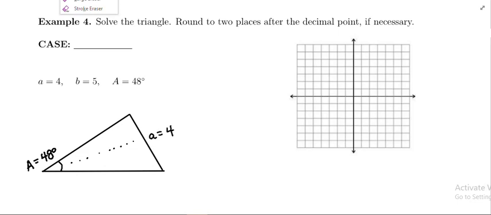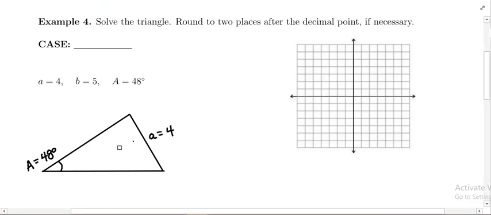Then the other information that we're told is about side length B. We just need to pick a side, so I'll pick this side. This is going to be side length B. It's 5. Across from side length B is angle B right here. That means the remaining angle has to be C, and across from angle C is side length C.